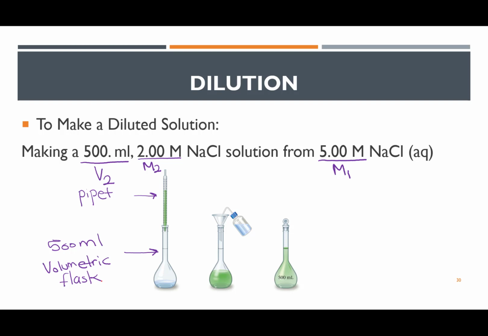Okay. Then what I'm going to do here, I'm going to measure to see how much of a concentrated solution I have to pipette out. Then use the dilution equation, which is M1 V1 equals M2 V2. M1 is 5. V1 we don't know. M2 is 2. And V2 is 500.